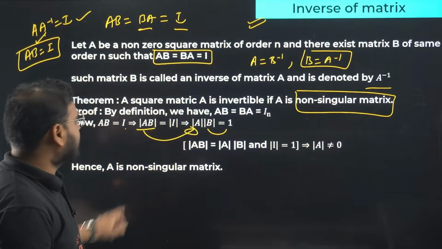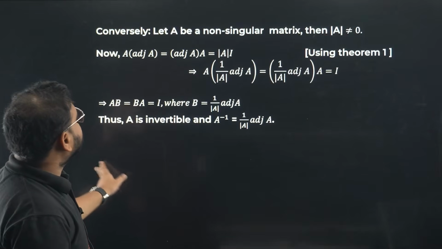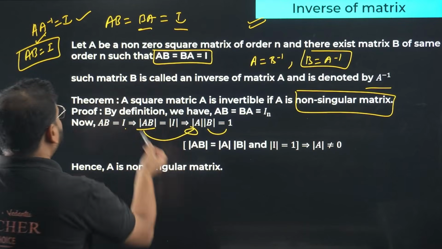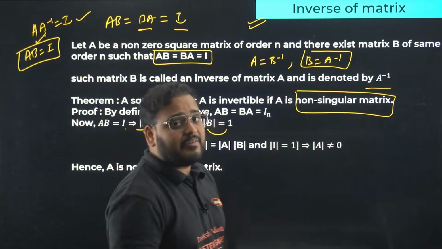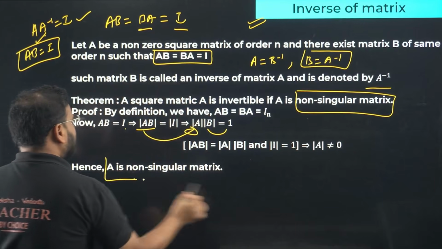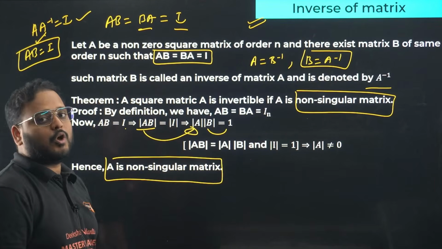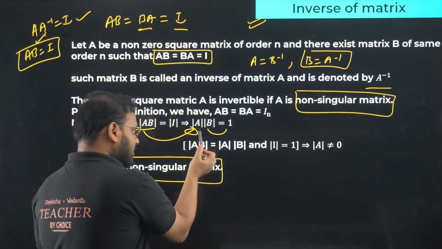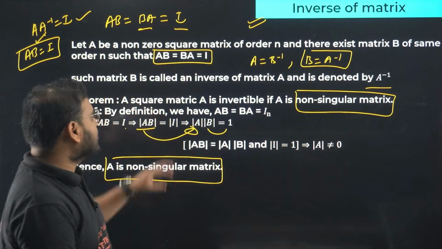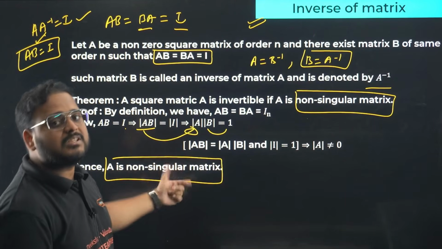So A is a non-singular matrix. Conversely, please check. A square matrix A is invertible. They have given that it is invertible, and they are asking you to prove what? If it is non-singular, we got the result as non-singular. Non-singular means non-zero. Because if this was 0, can you multiply 0 to anything to get 1? So basically, we took it as invertible, and we are trying to prove it is non-singular.